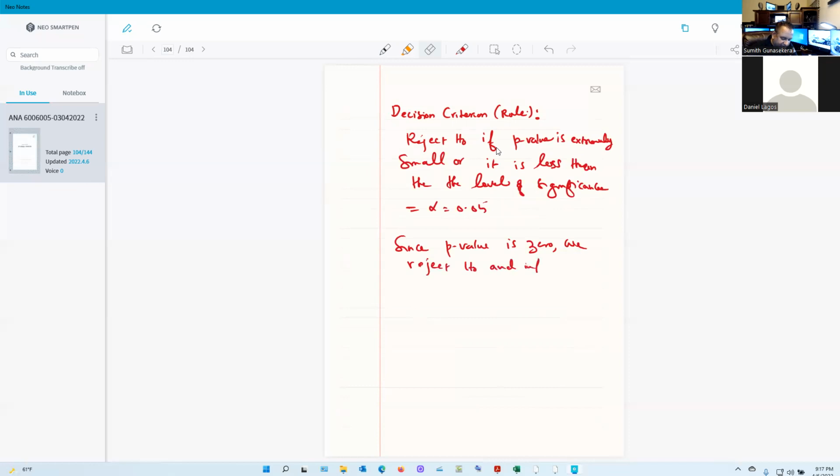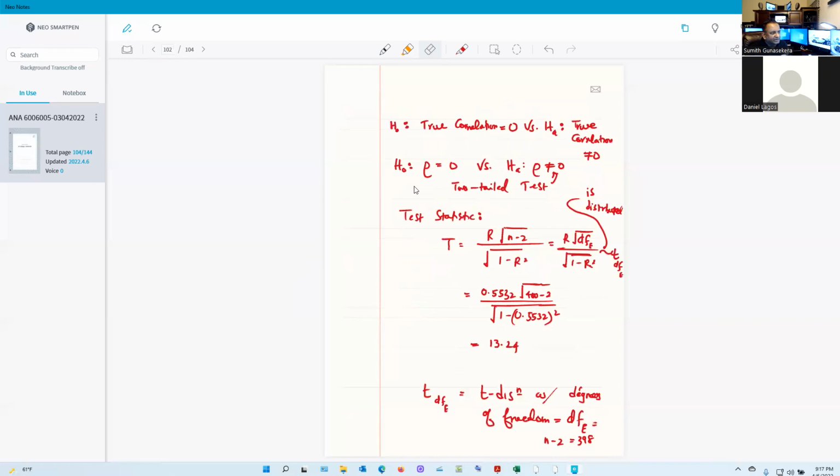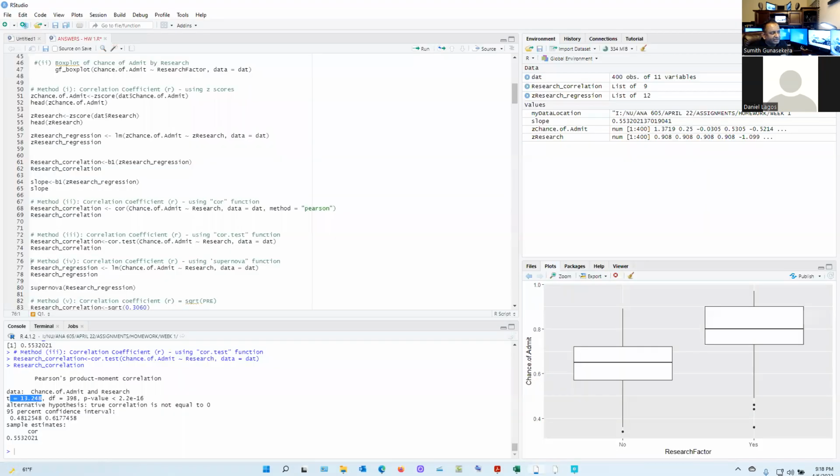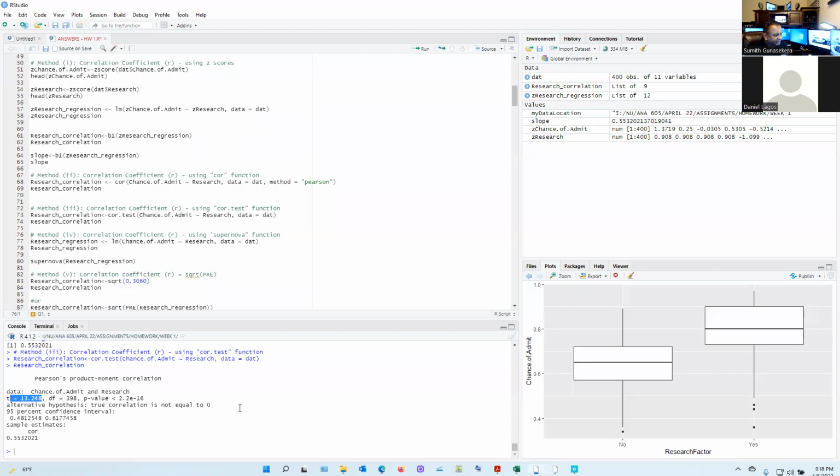and infer that the true correlation is not equal to 0. That means there's a correlation between, and you can write that in the context of what's being given, the chance of admit and whatever the research experience or variable you're interested in. Since the p-value is 0, we reject H0 and infer that the true correlation is not equal to 0. So you reject this one, and then your claim is right. Whatever you claim is right. That's the idea here.